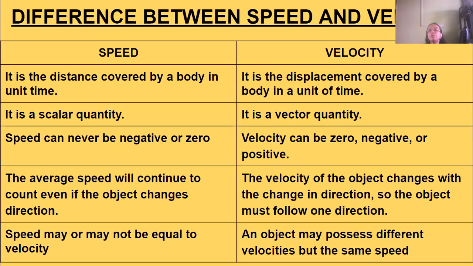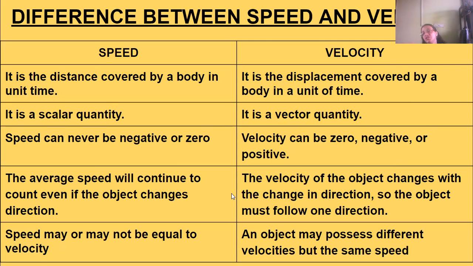Next is the difference between speed and velocity. What is the difference between speed and velocity? Speed is the distance covered by a body in unit time. Velocity is the displacement covered by the body in unit time. Speed is a scalar quantity, velocity is a vector quantity. Speed can never be negative or zero, whereas velocity can be zero, negative, or positive, like that of the displacement. Then the average speed will continue to count even if the object changes direction.